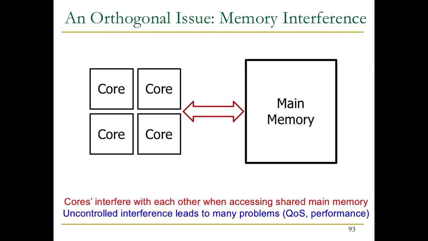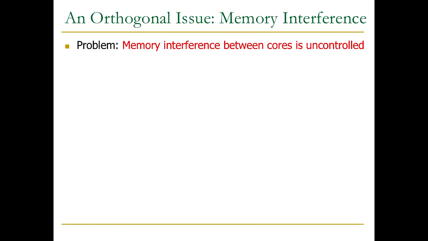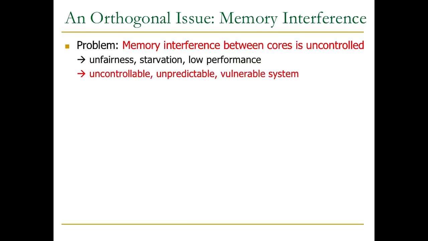Today, memory interference between cores is uncontrolled. We're going to get back to caches also. Caches, people are adding controls, but we'll talk about that. And this leads to unfairness, starvation, and low performance. Remember the memory performance attacks. And as a result, you get an uncontrollable, unpredictable system that is vulnerable to attacks.